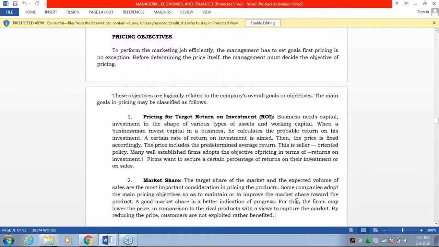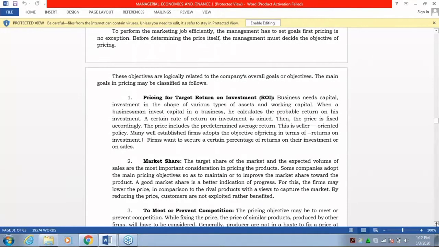Are we getting it? Then market shares. The target share of the market and the expected volume of sales are the most important considerations in the pricing of the product. So some companies adopt as their main pricing objective to maintain or improve the market share of the product. A good market share is a better indication of progress.